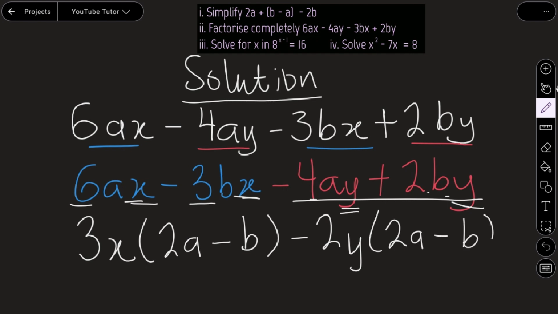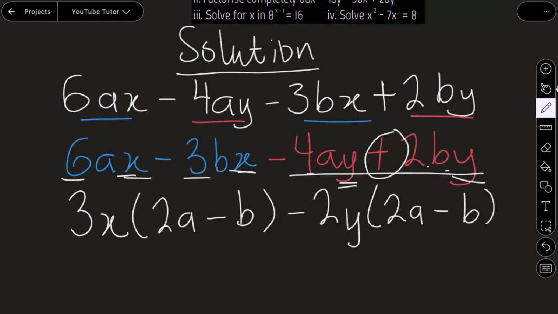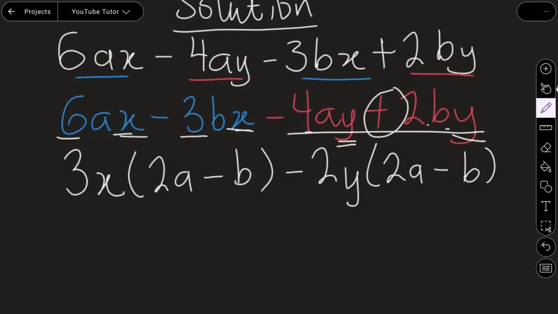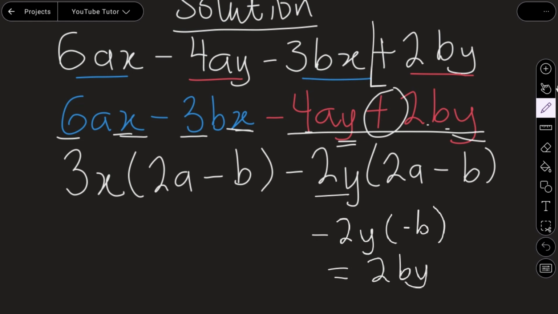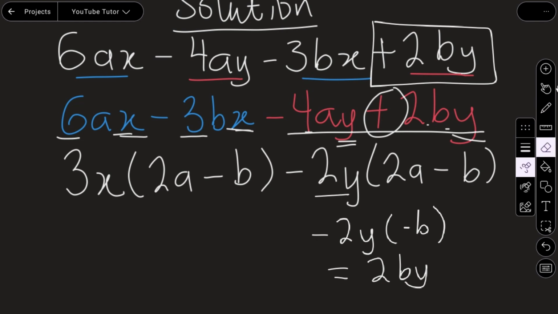Why the minus, whereas there was plus here? In integers, we get to know that this expression, negative 2y times negative b, will result in positive 2by, which is this expression. So you can confirm from integers. And if you don't understand anything, let me know in the comment section.